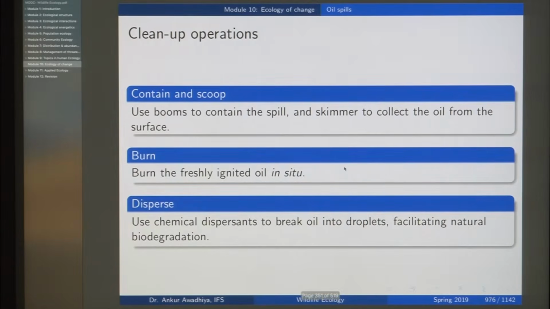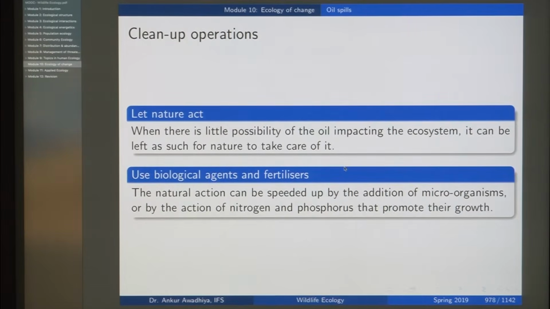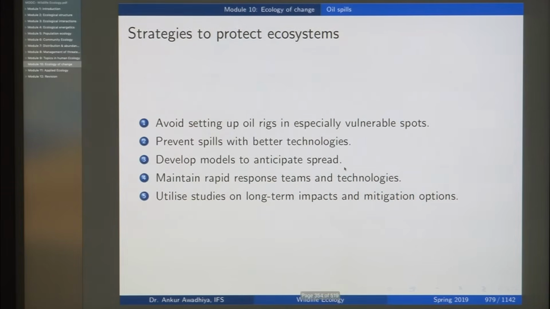a disturbance. Now, the cleanup operations include contain and scoop, in which you collect the oil from the top, or you can burn the oil in situ, or you can disperse the oil using chemical dispersants such as detergents, or you can let nature act and do nothing if it is a very small leak, or if there is little possibility of it impacting the ecosystem. Or you can make use of biological agents and fertilizers. So, you can spread microorganisms, or you can spread fertilizers, so that the microorganisms are able to multiply and they are able to degrade the oil.